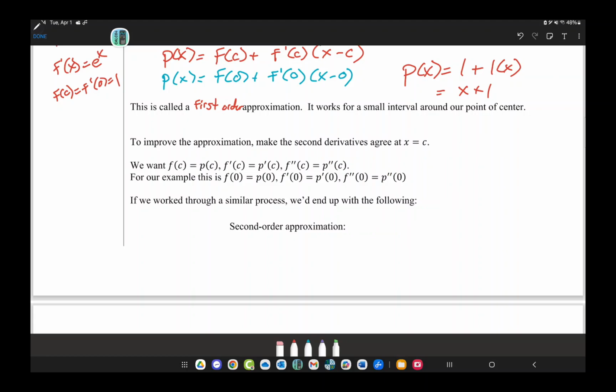We can go second degree, but what do we need for a second degree polynomial? We need the second derivative. If we want a third degree, we need the third derivative. We just need to keep going. Now, there's more to this, but not really much more than that.